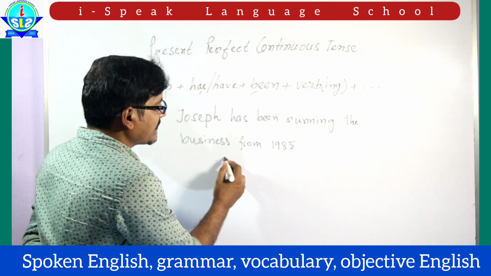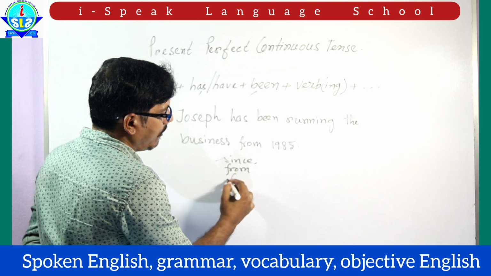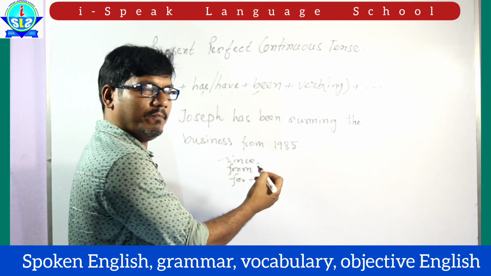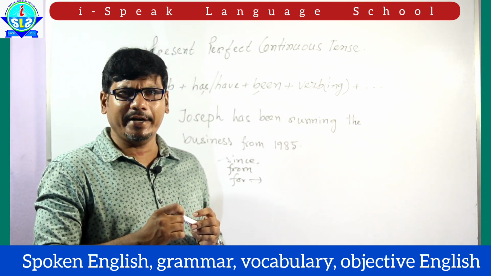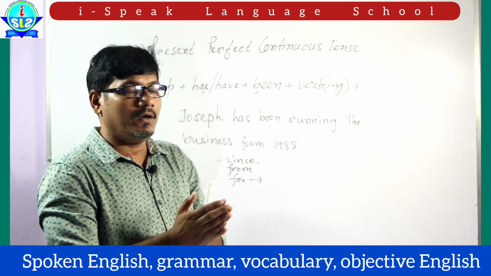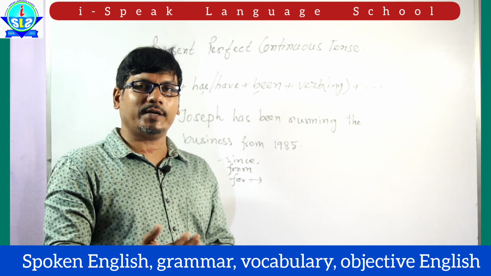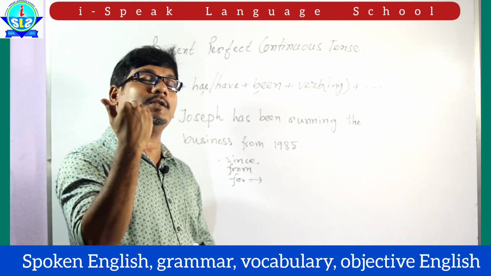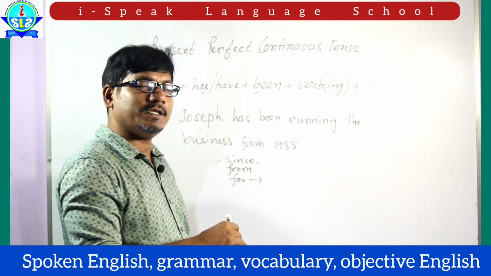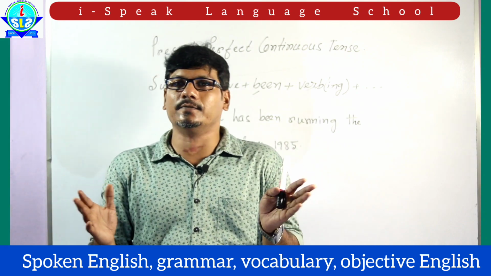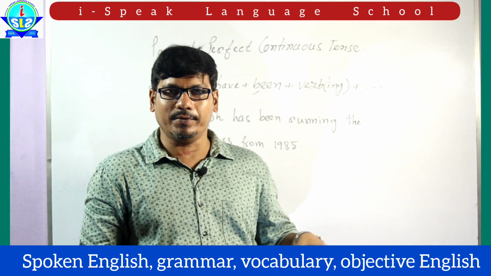So, since, from, for can be used. Since means a particular time: since morning, since Monday, since 2 o'clock, since 13th August. From can also be used like that: from 13th August, from the month of August, from 2020, from 2019. And for is a passage of time: for 1 year, for a month, for a week. That can be used in this way.